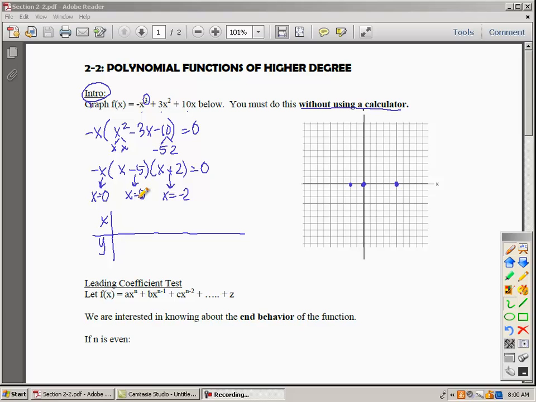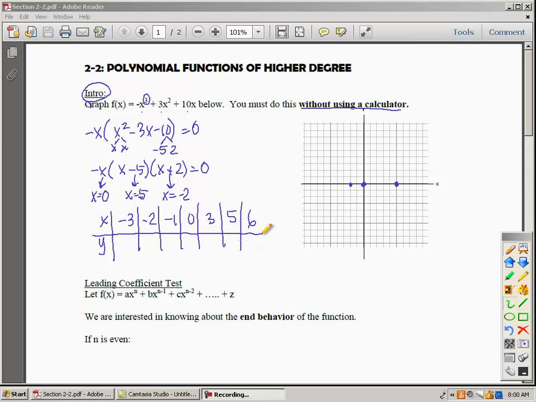So negative 2 is my smallest one, so I'm going to go negative 3, negative 2. I need a place between negative 2 and 0, so I'm going to pick negative 1, 0. And I need something between 0 and 5, so I'm just going to pick 3, and it doesn't necessarily matter. What we're trying to do basically is figure out what is the value.